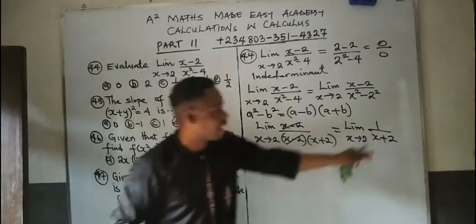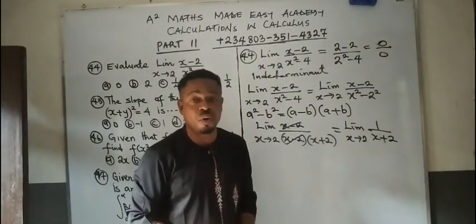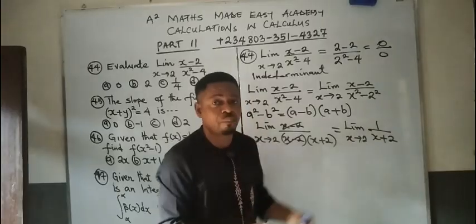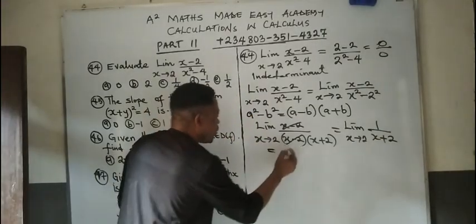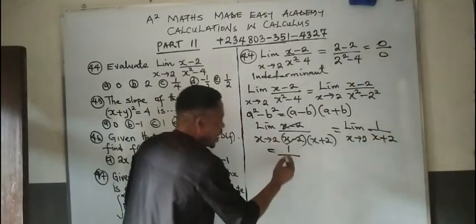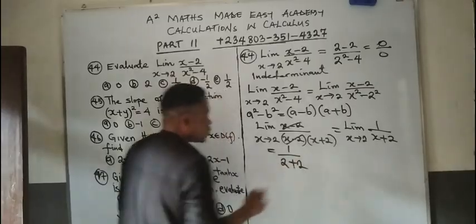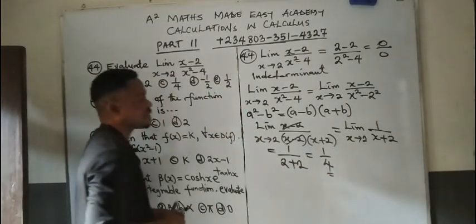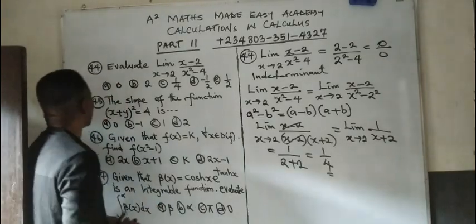At this junction we can take our limit when x tends to 2. What does it imply? Anywhere we encounter x, remove it and put 2, so that we now have 1 all over 2 plus 2. Are you there now? Which gives me 1 over 4, and that is the final answer. Then for the question, let's look at the options.